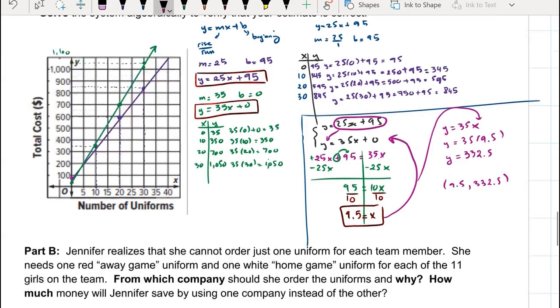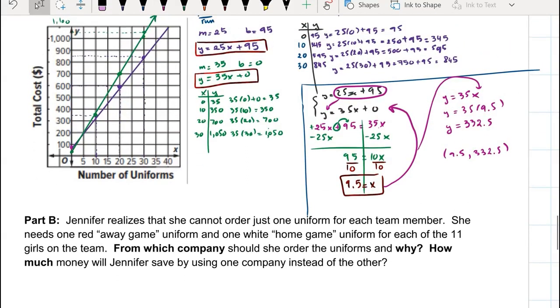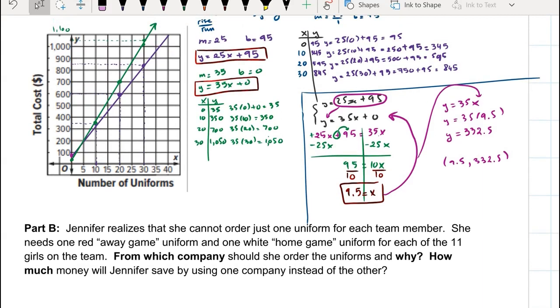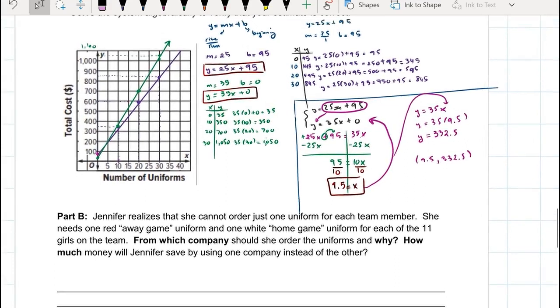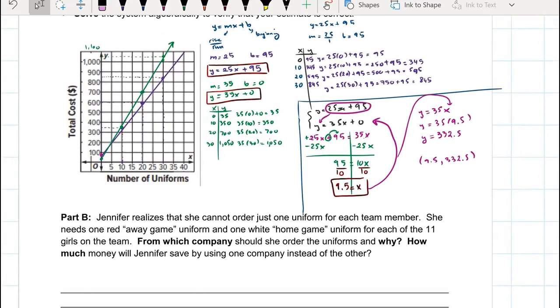Alright, we're going to head down to part B. Jennifer realized that she cannot order just one uniform for each team member. She needs one red away game uniform and one white home game uniform for each of 11 girls on the team. From which company should she order the uniform and why? And how much money did Jennifer save by using one company instead of the other? So she needs to buy 11 uniforms, but it's going to be two types, one red and one white. So that's going to be 22 uniforms.